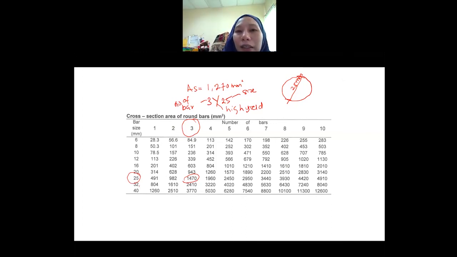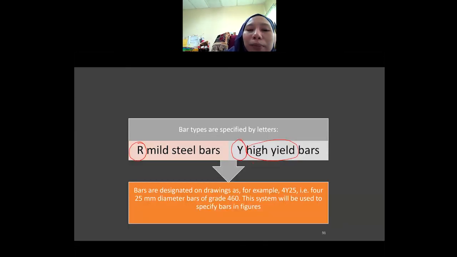If you use mild steel, for example, I will write 4R20. So, this is mild steel. Follow the numbering, then the alphabet at the back. R refers to mild steel, Y refers to high yield steel. Different countries also differ, I forgot which country, some use H for high yield steel, some use T, depending on the country. But here in Malaysia, we follow British standard. The British use Y.